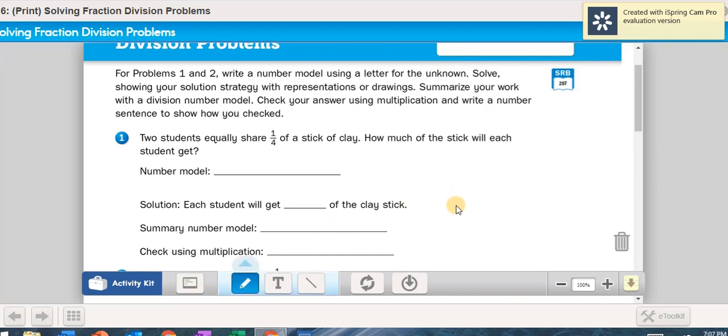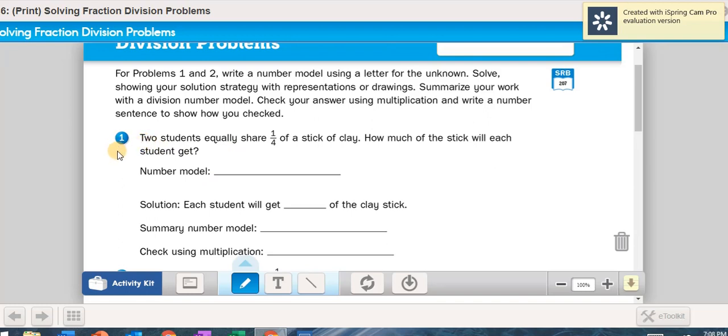For problems 1 and 2, write a number model using a letter for the unknown. Solve showing your solution strategy with representations or drawings. Summarize your work with a division number model. Check your answer using multiplication and write a number sentence to show how you checked. So let's look at it.